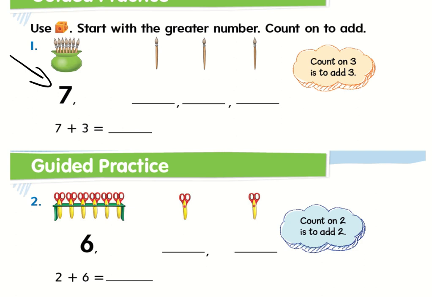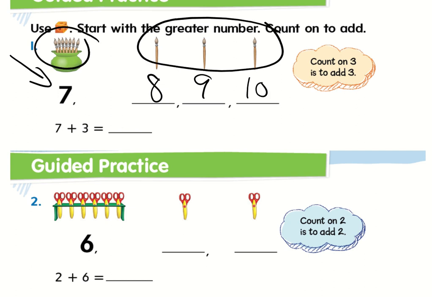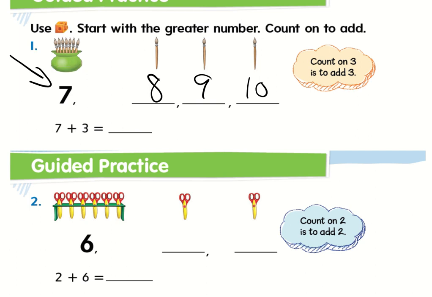Let's do it. So we start with 7, then we go to 8, 9, 10. So I started with 7 here, I added 3 more right here, and all I did was my count up method. So I know that 7 plus 3 is going to equal 10.